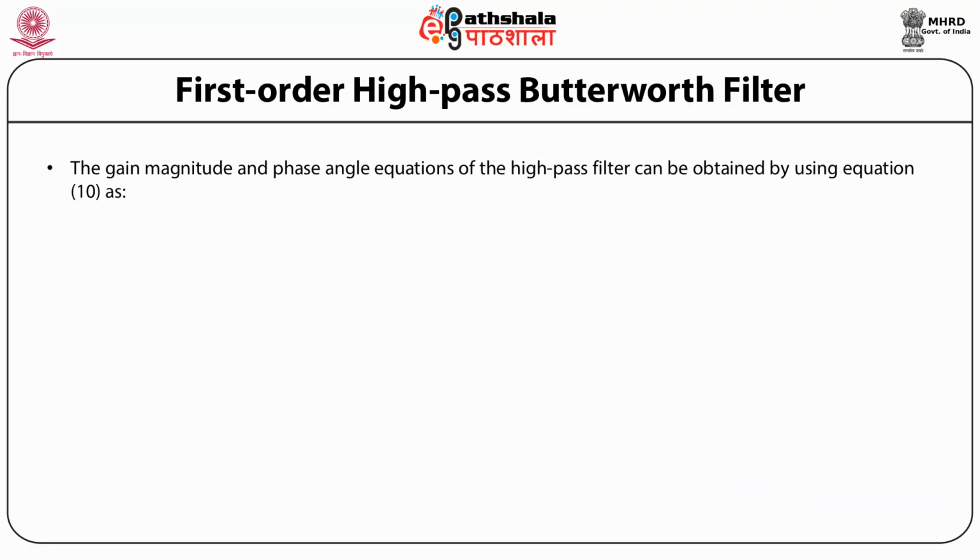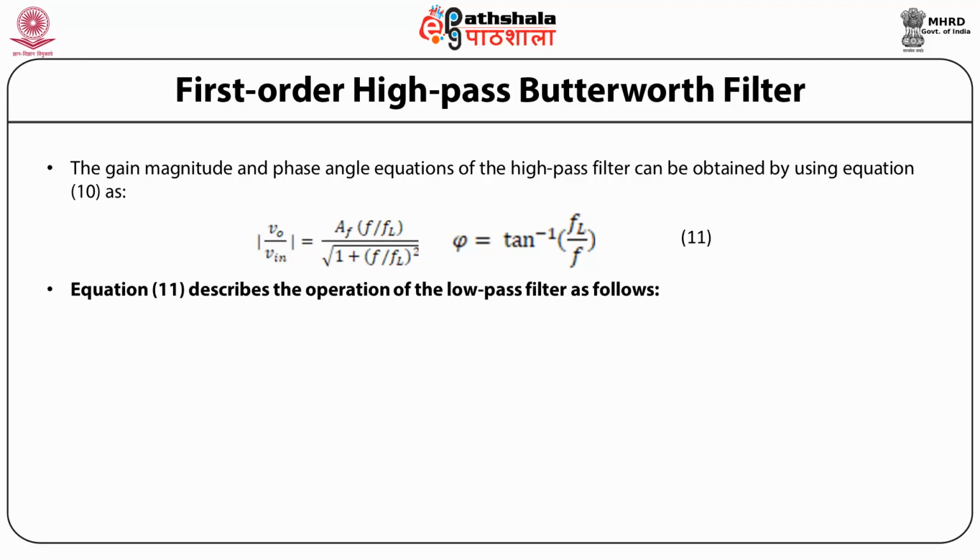The gain, magnitude and phase angle equations of the high pass filter can be obtained by using equation 10, which is the ratio of V naught by Vn, as modulus V naught by Vn is equal to AF into F by FL divided by square root of 1 plus F by FL whole square. Phi is equal to tan inverse FL divided by F. The above equation describes the operation of the high pass filter as follows.